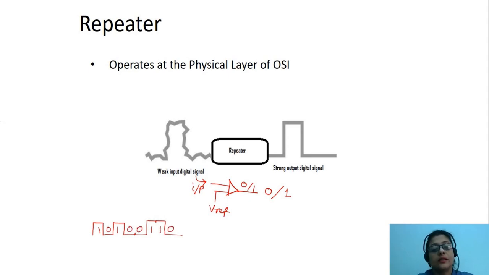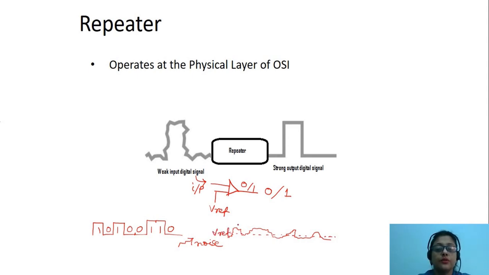Now, while this pulse is getting passed through the network, it may be hit by noise and it may be distorted. Let's say it becomes like this. Here we keep a reference voltage. This is the reference voltage, which is V reference.